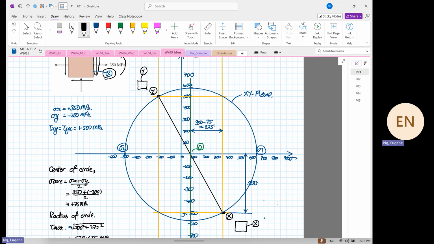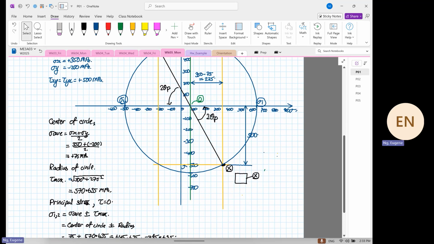So the next thing that we're going to find out is our 2 theta P. And I want you to watch the arrow. Okay. So 2 theta P, right, is from point X to stress 1. I repeat again, from point X to stress 1. If you do from point Y, it's also 2 theta P. And based on its rotation, it's going to rotate anti-clockwise.